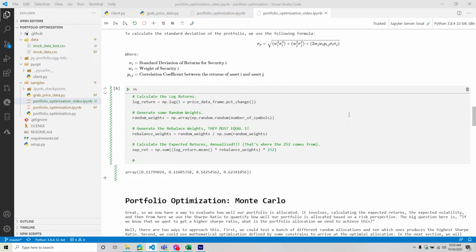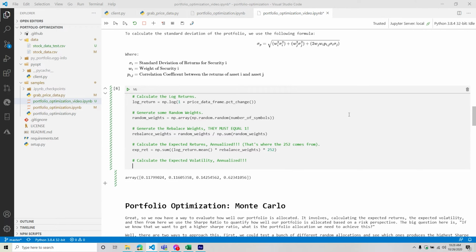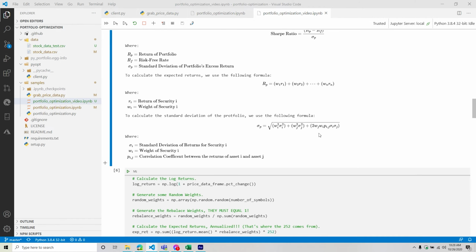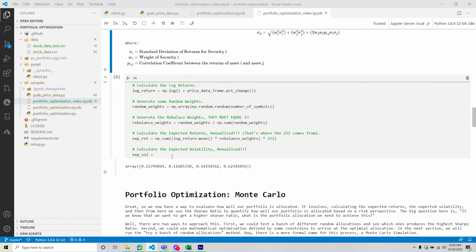Okay, so we calculated the expected returns. Now we're going to calculate the expected volatility. So is it moving up a lot? Is it going down a lot? I don't know. Calculate the expected volatility, and then again, annualized. So expected volatility is a little bit more complicated because obviously we have to calculate our correlation matrix and all this kind of fun stuff.